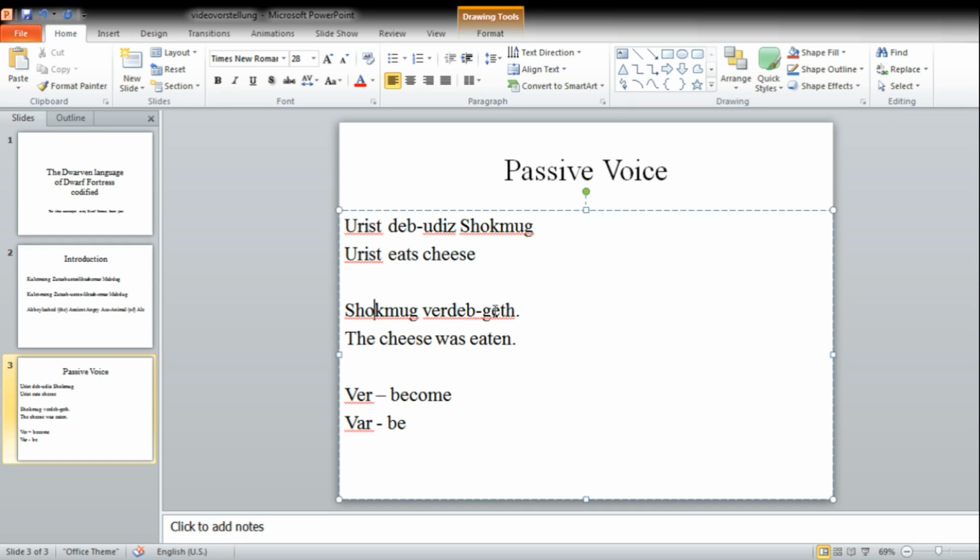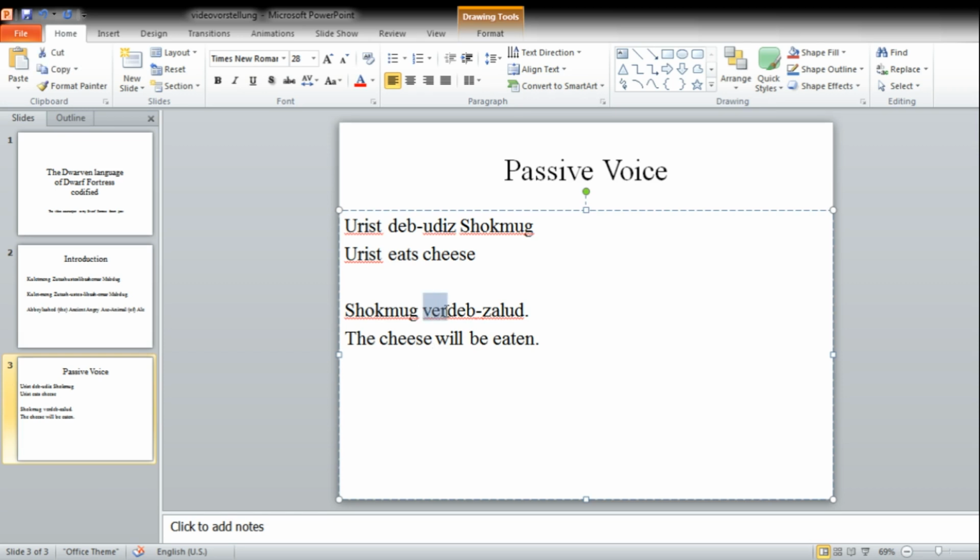So ver then is being used sort of like an adverb, but it's not really an adverb. It's being affixed to the verb to make a different verb, like verdeb. Verdeb just by itself means become eaten. Or I guess you could also add a different tense mark as well, and that is the cheese will be eaten.